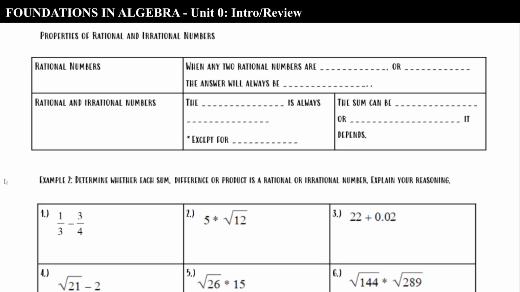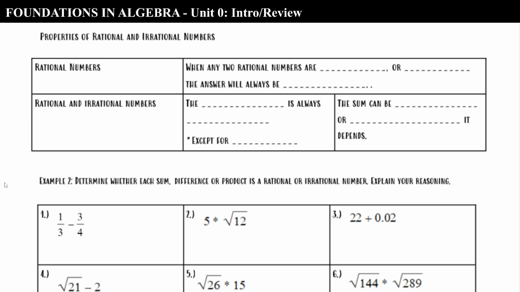Okay, let's talk about properties of rational and irrational numbers. Rational numbers, when any two rational numbers are multiplied or added, the answer will always be rational. Now, if we have rational and irrational numbers, the product is always irrational, except for when you multiply by 0. Because when you multiply something by 0, you get 0, and therefore it's rational.